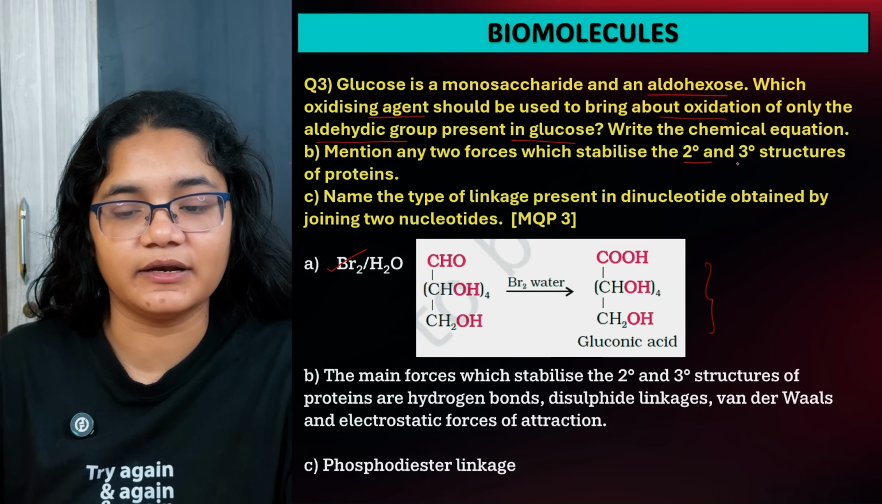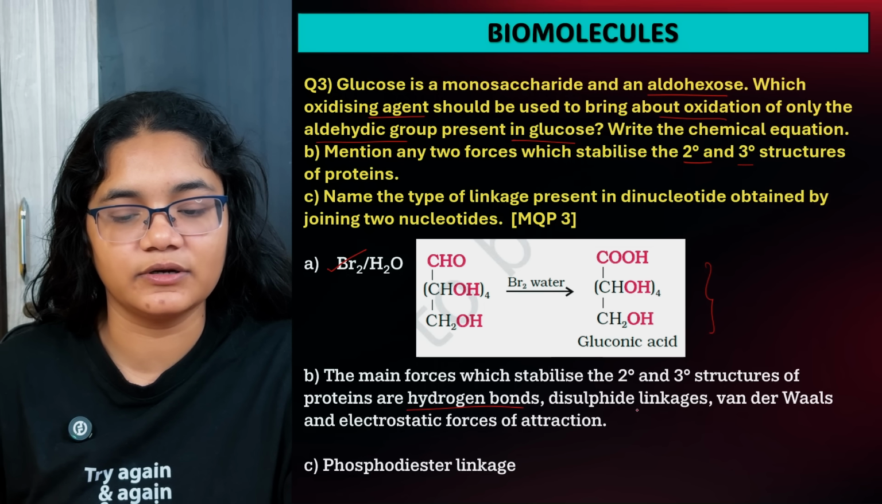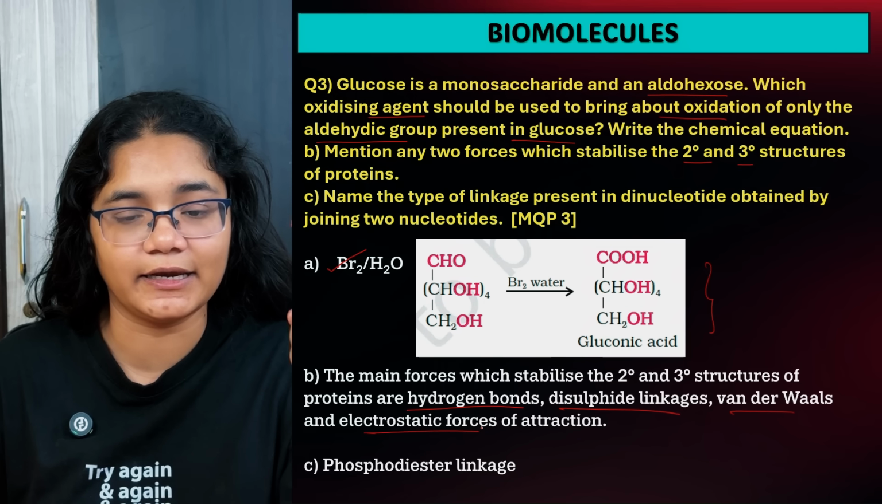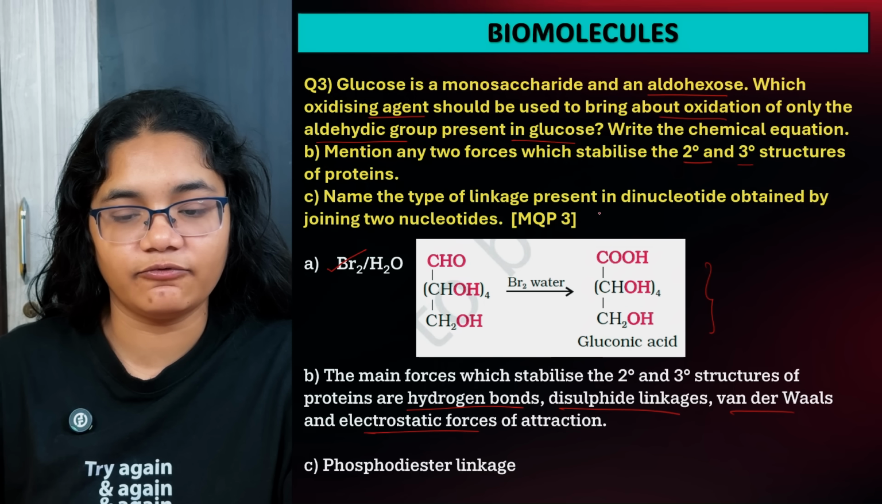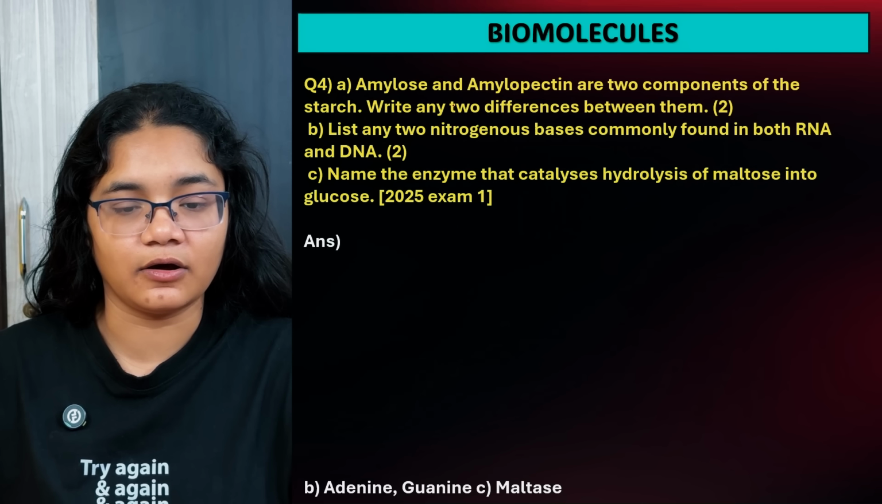Two forces which stabilize the secondary and tertiary structures are hydrogen bonds, disulfide linkages, van der Waals forces, and electrostatic forces. Any two you can write down. Name the type of linkage present in dinucleotide. It is phosphodiester linkage. Next, we'll see question number 4 here.